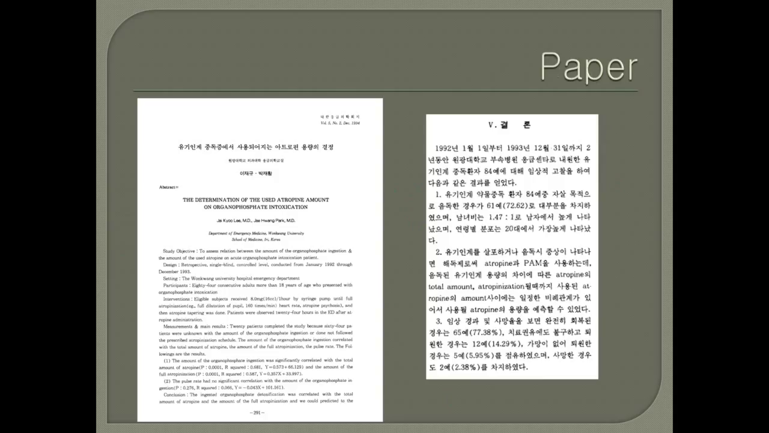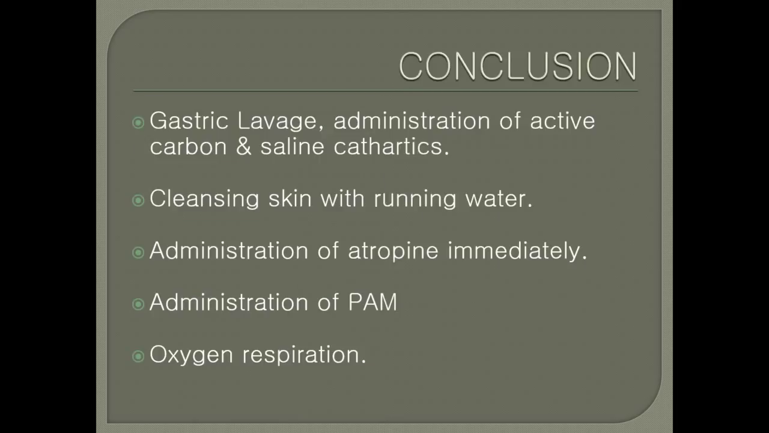We researched a paper on atropine, the determination of the atropine amount used in organophosphate intoxication. People are safe, and atropine is a good treatment for organophosphate poisoning. In conclusion, if we see a case of organophosphate poisoning, firstly we need to clean up the organophosphate as much as we can, immediately administer atropine, and care for respiration with oxygen.